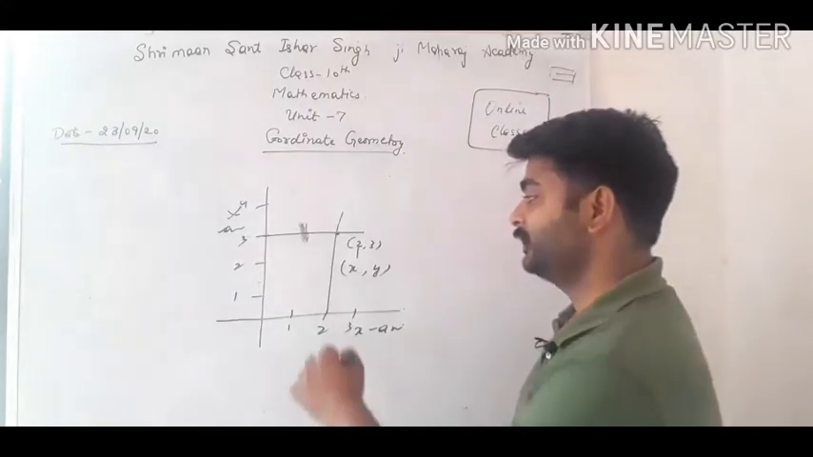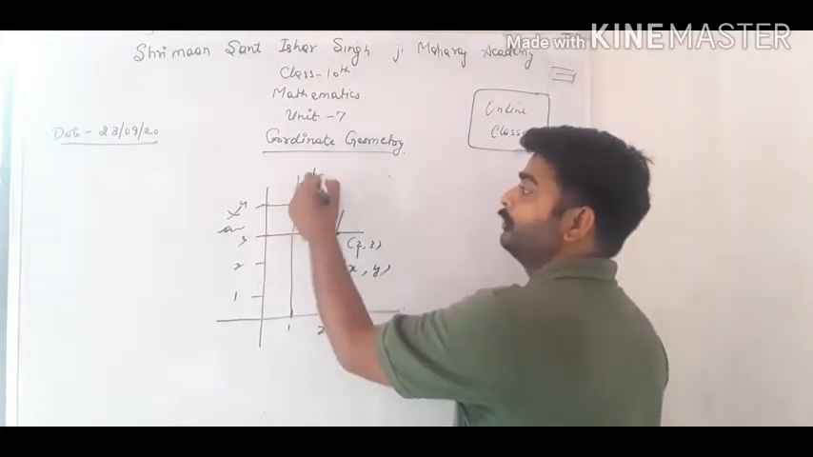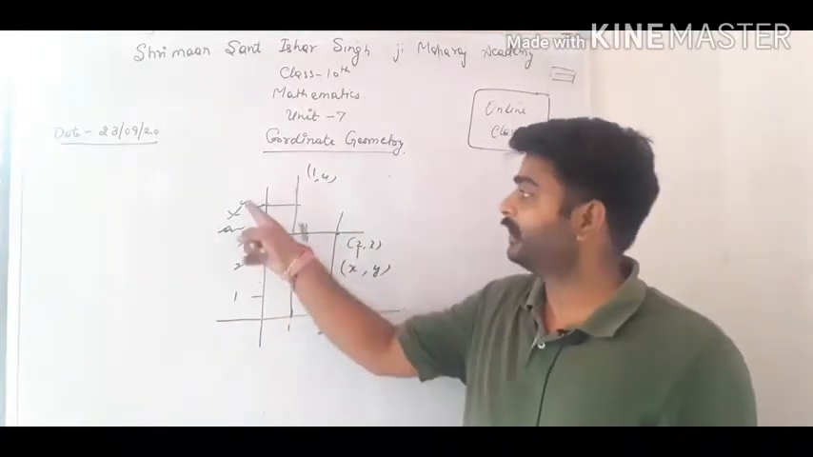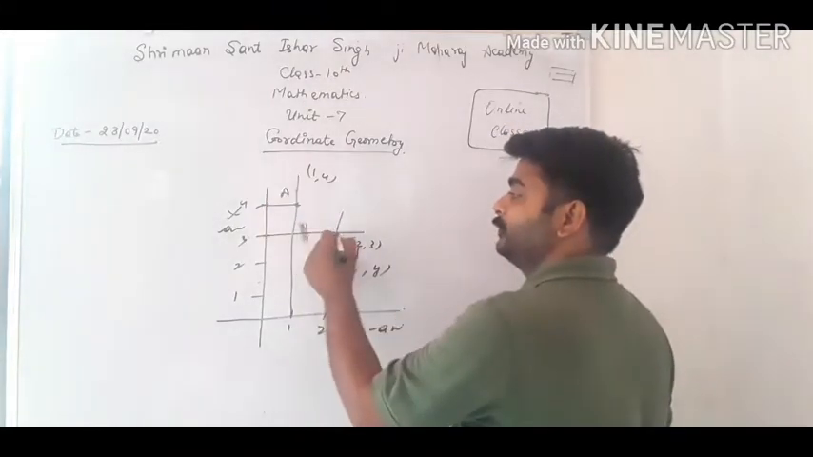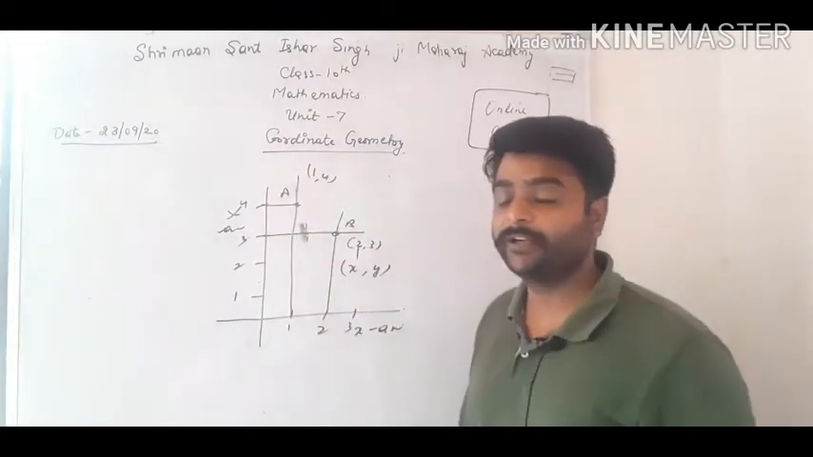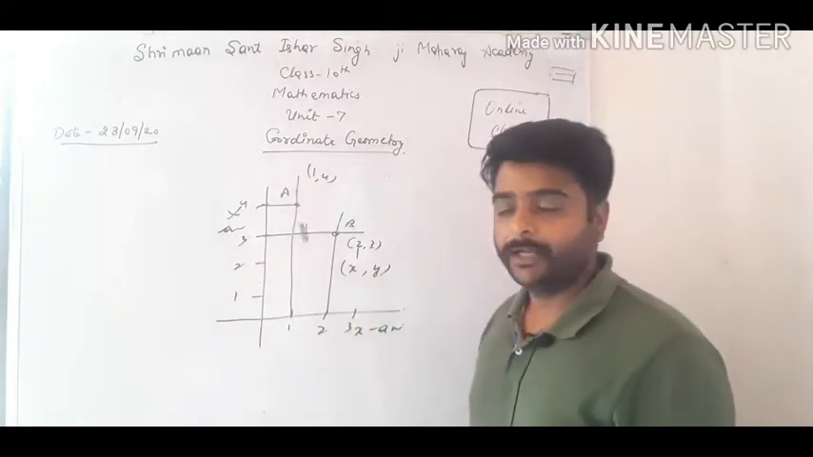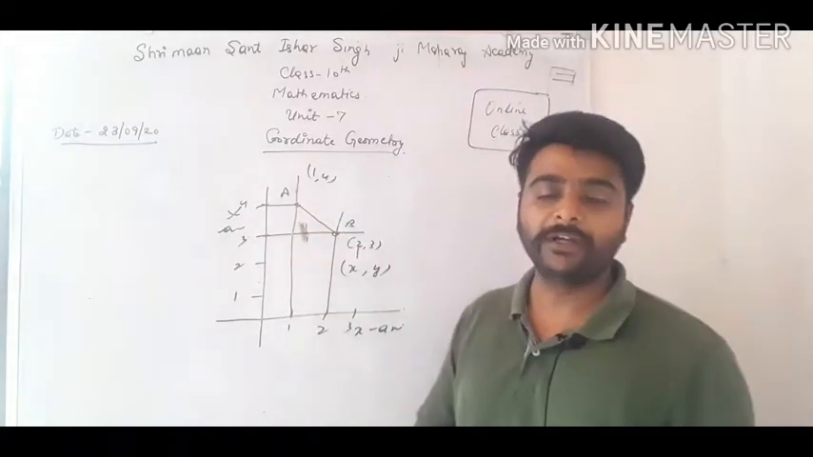Now class, assume one more coordinate, that is 1, 4. On the x axis it is 1 and on the y axis it is 4. I assume the points are A and B, and the question is demanding: find out the distance between A and B. Now class, this is the distance AB. How will we find the distance?